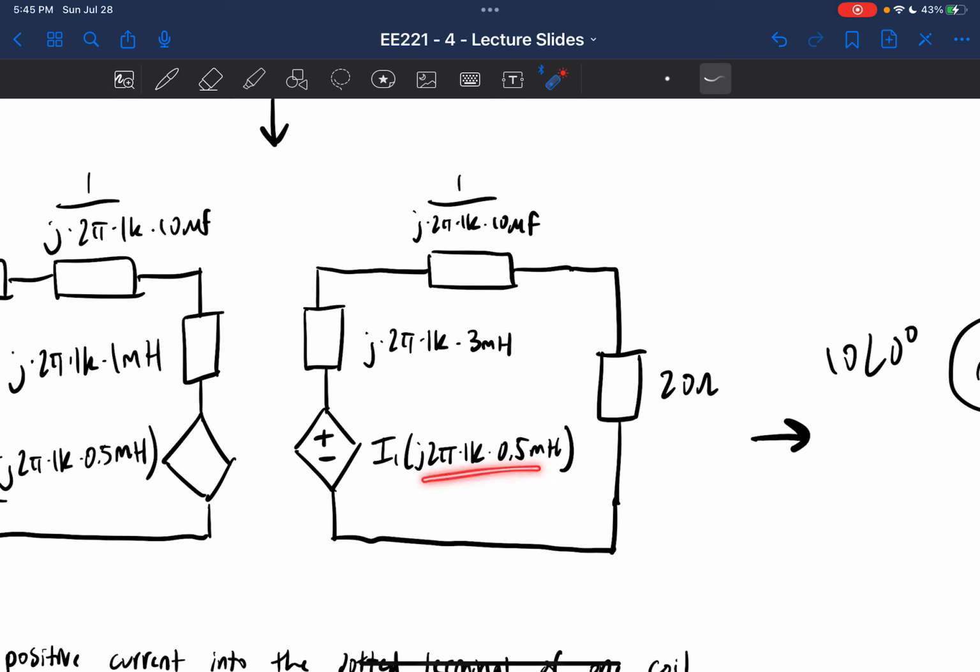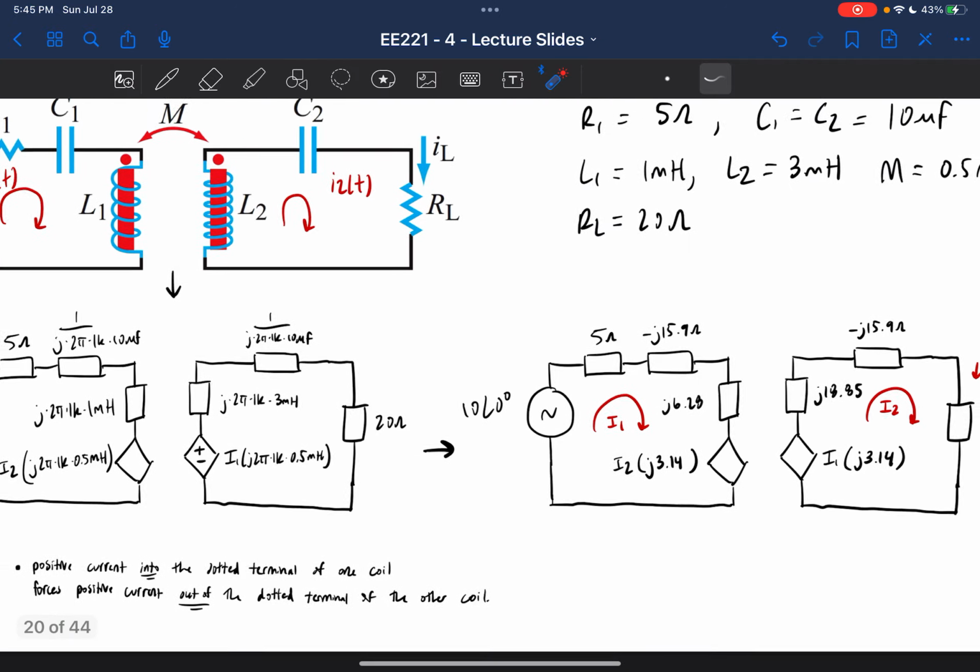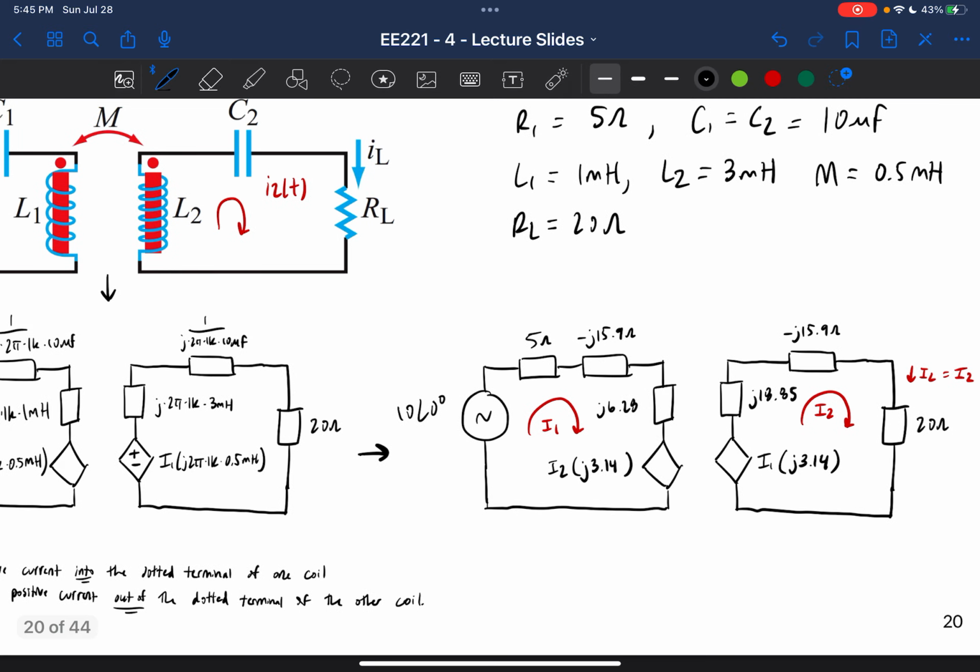And this right here is the mutual inductance. This is the current that induced it. So I times the impedance of that mutual inductance, okay? And so we can go ahead and just draw that over here.